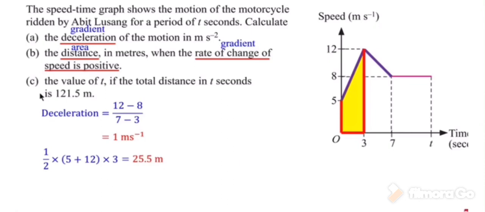Okay, now question C: the value of t if the total distance in t seconds is 121.5 meters. So that means the question gives you the total distance, so you have to find the area for the whole diagram. Okay, so you have found the yellow one. Later you can use 25.5.